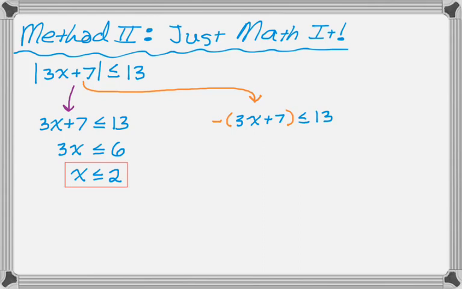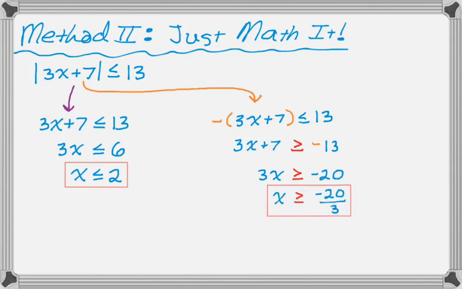Now on this second thing, I'm going to first multiply through by a -1. That changes the relationship between the quantities. So I actually have to flip that sign when I do this. So instead of having less than or equal to, I now have greater than or equal to, and then -13. Now I just subtract 7 to get that, and now I'm going to divide by 3, but it's +3, so it doesn't change the sign or anything.